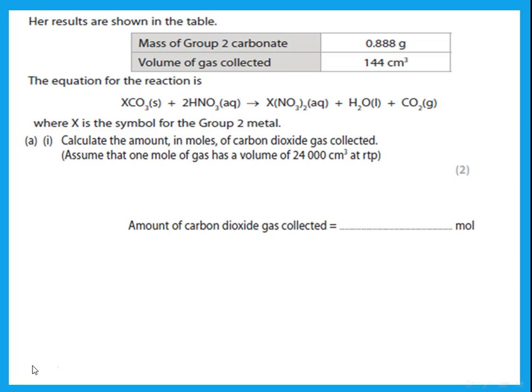Okay. Then the question is, her results are shown in the table. So the mass of the carbonate was this, and the volume of gas collected was this. Now calculate the number of moles of CO2 gas collected. So if I have the volume of gas, how do I get the number of moles of the gas? Number of moles is the volume over 24. Remember, if he gives me the volume in centimeter cubed, I have to divide it by 1,000 before I put it into the equation. So I end up with 0.006 mole of CO2 gas.